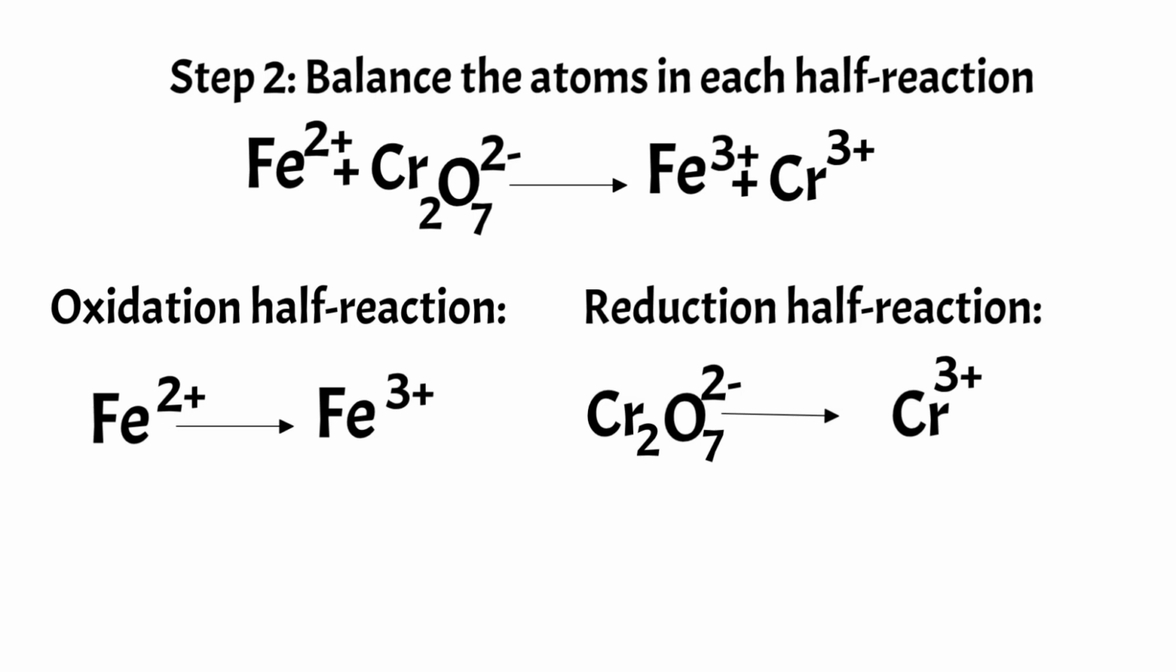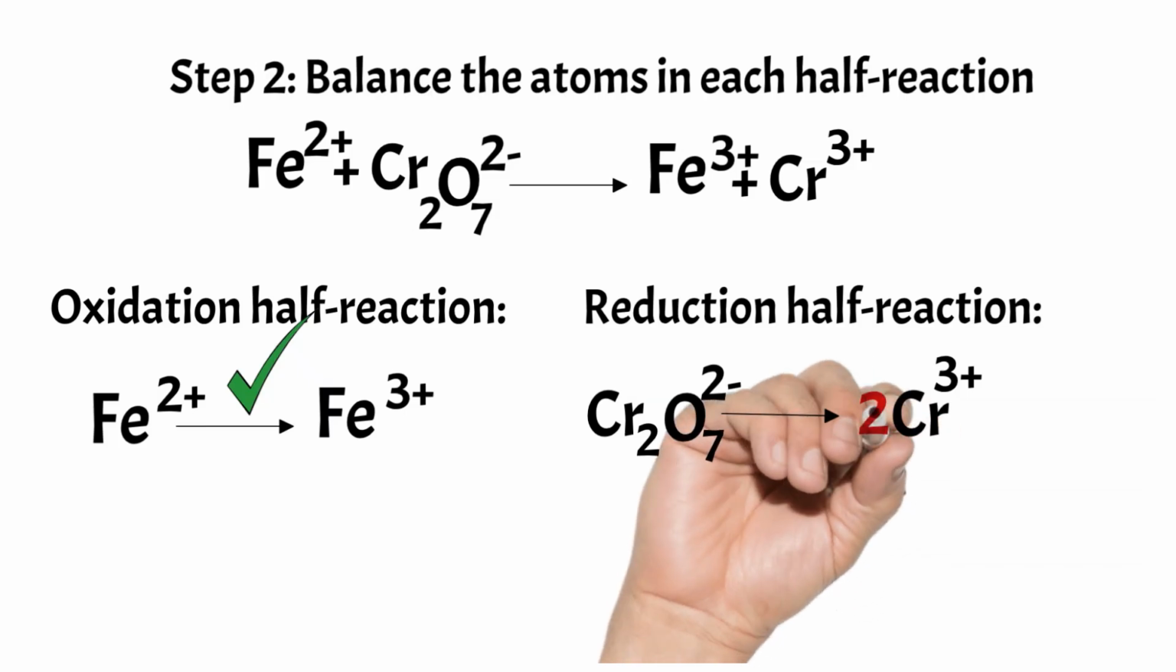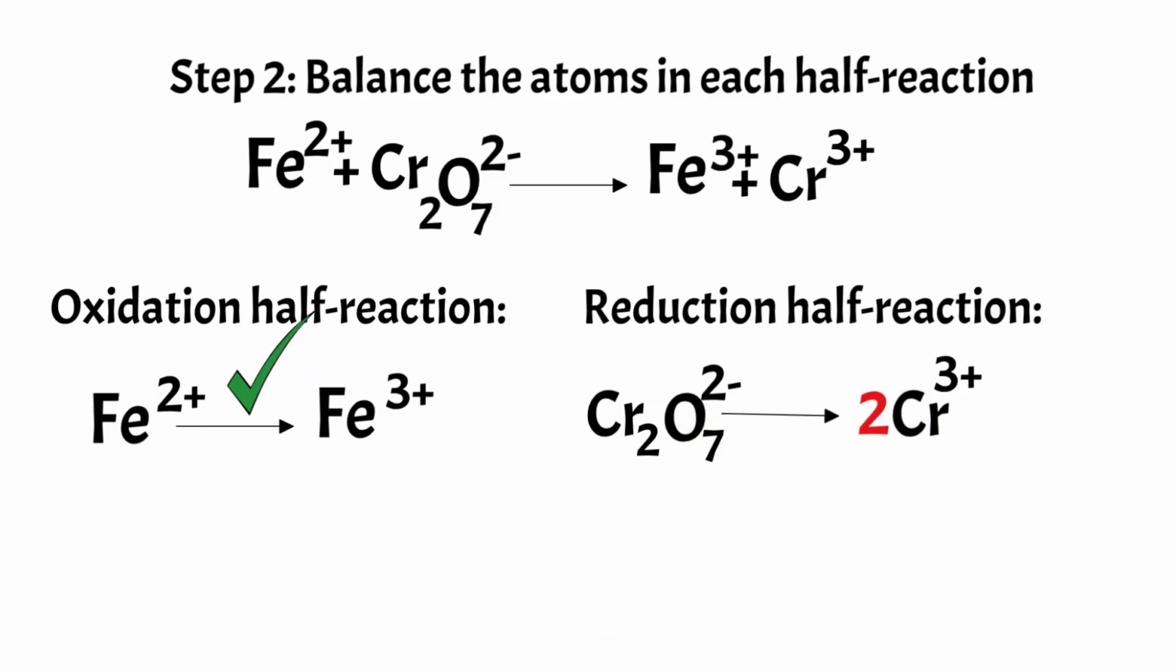On the oxidation half reaction, all we have is iron, and there's one iron on each side, so it's already balanced. But on the reduction half reaction side, balance the metal atoms first. There are two chromium atoms on the left and one on the right. So we add a coefficient of 2 to the chromium 3+.